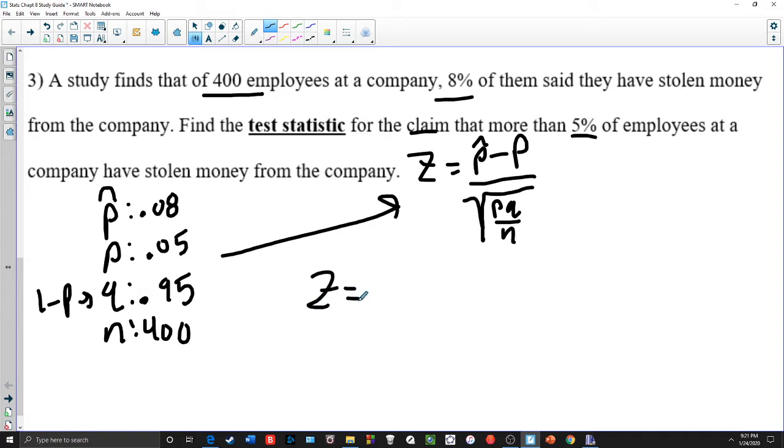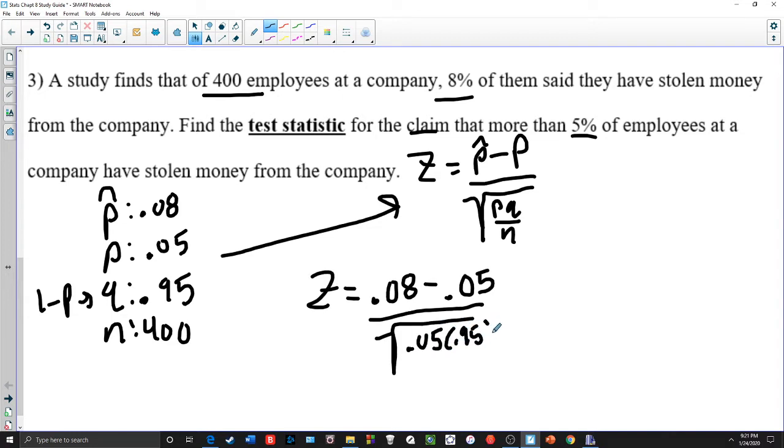So our p hat is going to be 0.08 minus 0.05 for p no hat, all over big root 0.05 times 0.95 all over 400. Again, very big formula. Type it out in pieces if you need to on your calculator, but in the end you should get about 2.75. It doesn't ask for a p-value, so we can actually just keep it as a z-score.